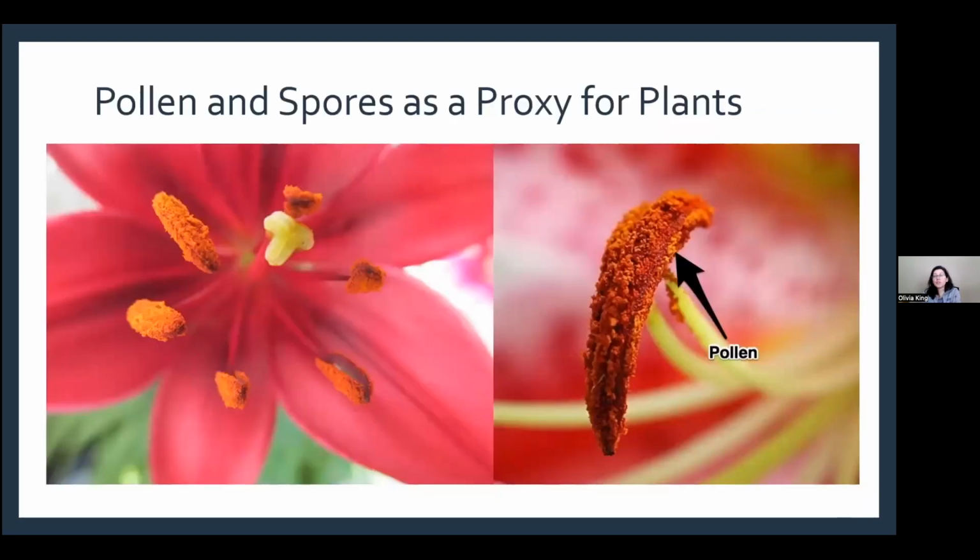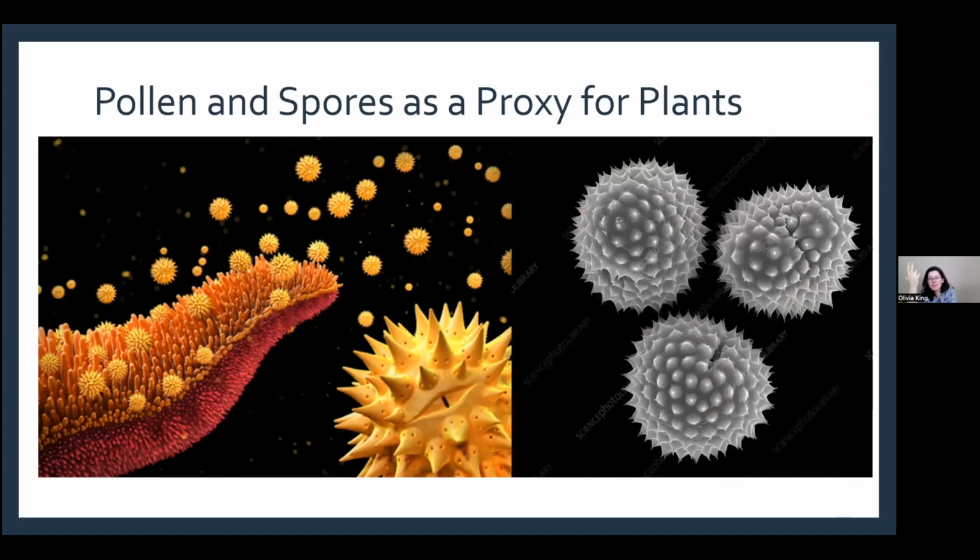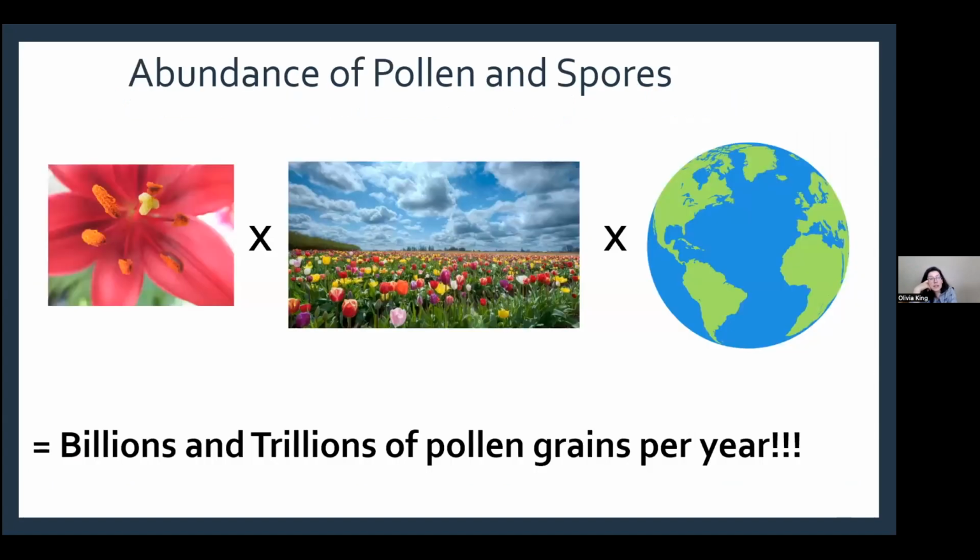So pollen and spores can be used as a proxy for plants, just because there's so many of them. If you look here, you can see that there's tiny pieces of pollen on the anthers of this plant. But then if you look even more closely, there's tons, there's lots. These are just SEM images of more modern day pollen, but we can do this for almost any type, and it's a really cool process.